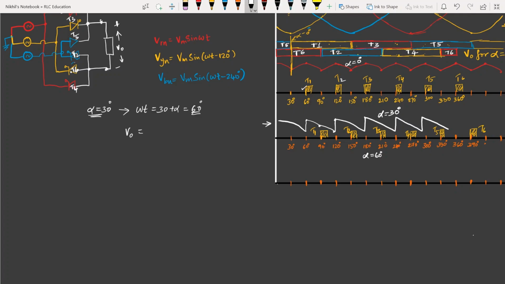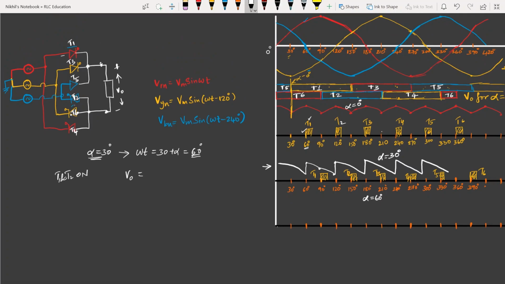T1 has been triggered at 60 degrees, and prior to T1, already T6 will be conducting, isn't it? So if T1 and T6 are on, look at the diagram. If T1 is on and T6 is on, what happens to the load? The positive of the load is connected to the R phase and the negative of the load will be connected to T6, which is connected to the Y phase. So V0 will be nothing but Vrn minus Vyn. This will be the output voltage, isn't it?